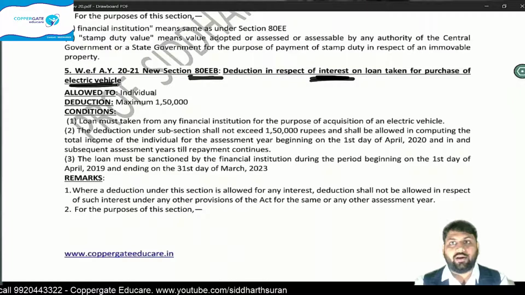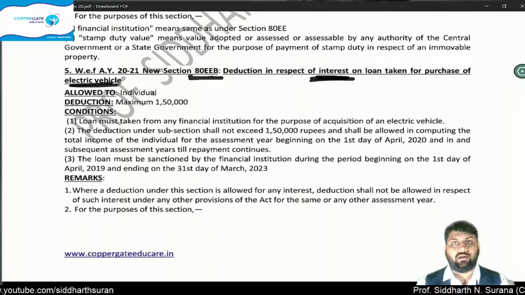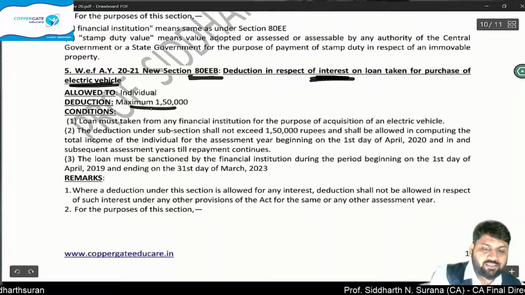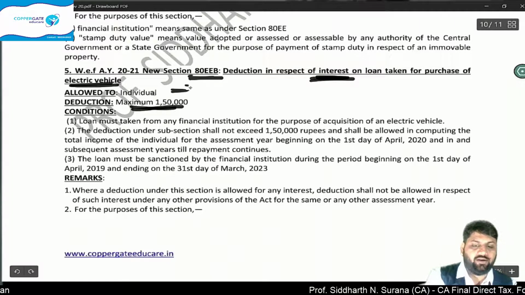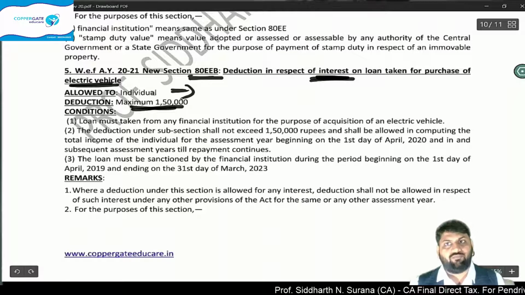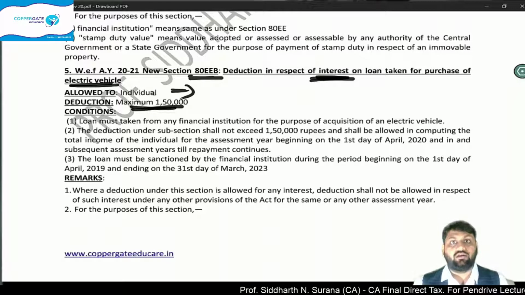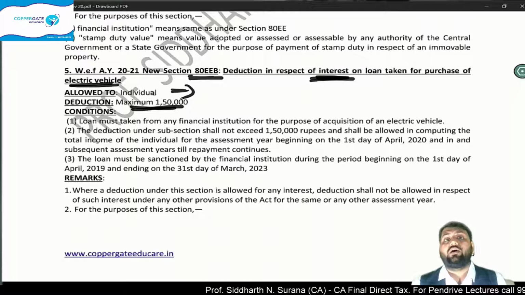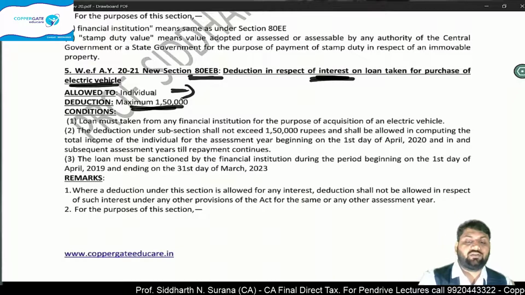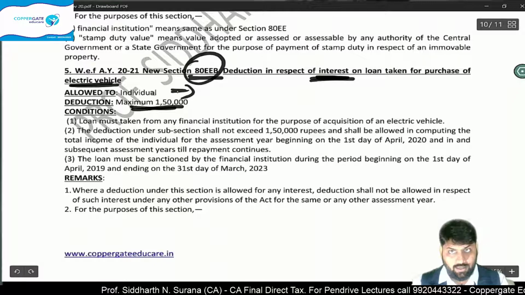So already central government is giving subsidies, some state governments are giving subsidies for purchase of electric vehicle. Plus, if you don't have money to buy a vehicle and you take a loan to buy electric vehicle, you will be paying interest. You will get a deduction for interest up to a maximum of 1,50,000 if you are an individual. So any company, firm or HUF buying electric vehicle will not be eligible. If you are an individual, actual interest or maximum 1,50,000, whichever is lower, will be allowed under 80EEB.